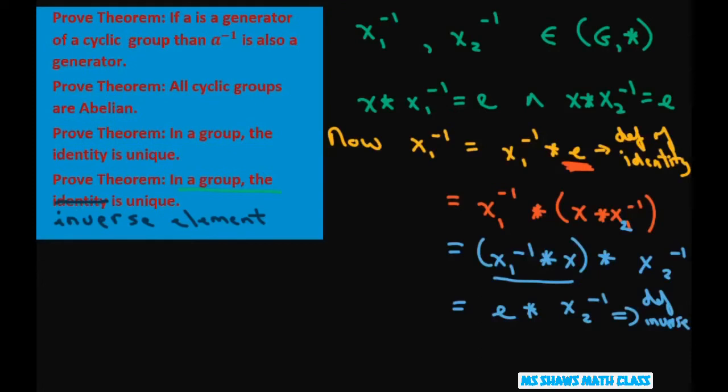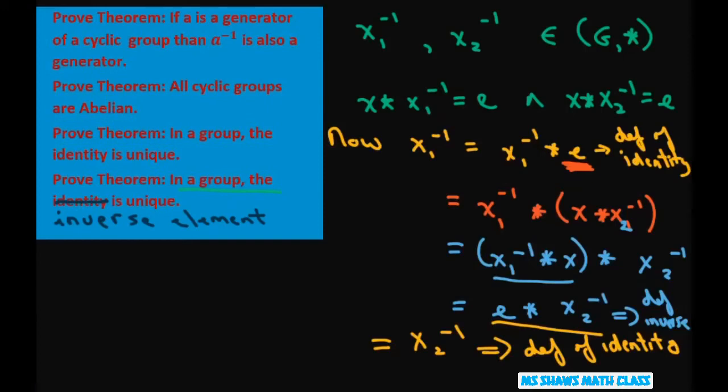All right, now for identity, we know that this equals x sub 2 to the negative 1. And that's the definition of identity. So therefore the inverse is unique. And that's it.